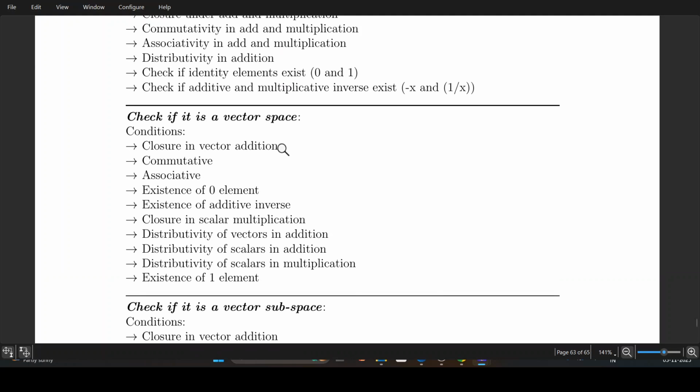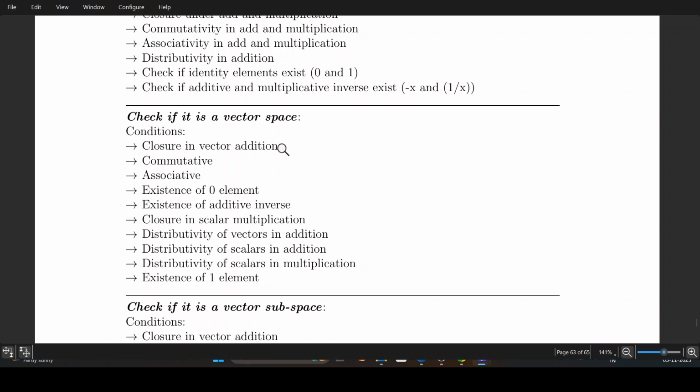So here are 10 conditions. First is closure in vector addition. So suppose there are two elements u and v of a given set V, capital. Then u plus v should be in V, that is closure in vector addition. Commutativity is again u plus v equals v plus u. Associativity we have discussed before, it's similar to real numbers. Then existence of zero element, u plus 0 is u. Existence of additive inverse, u plus minus u is 0.